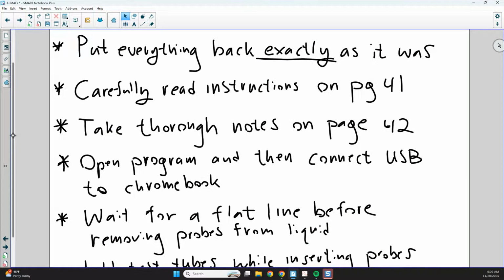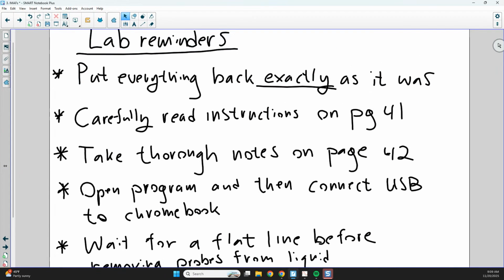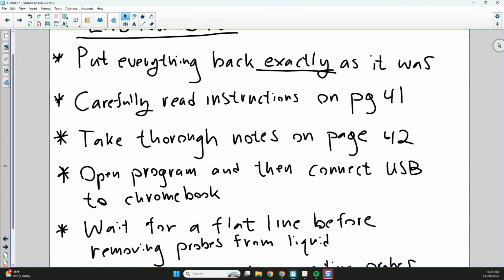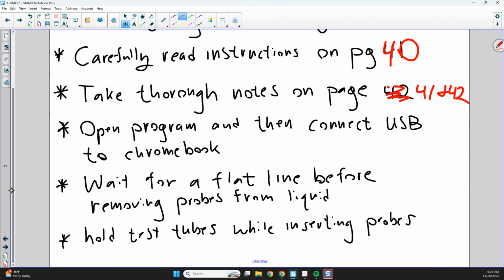Finally, some reminders for today's lab. Put everything back exactly as it was. Carefully read the instructions on page 40, that should be. Take thorough notes on pages 41 and 42, that should be. And we've gone over all the rest of this stuff.